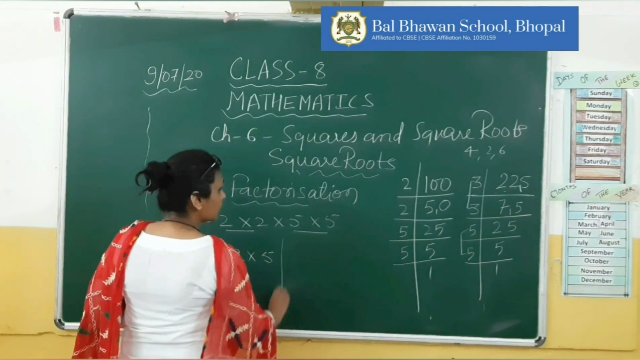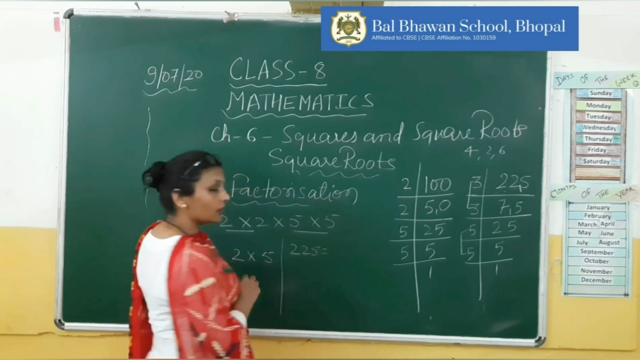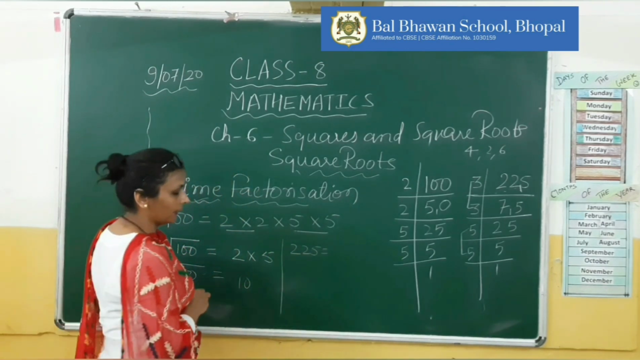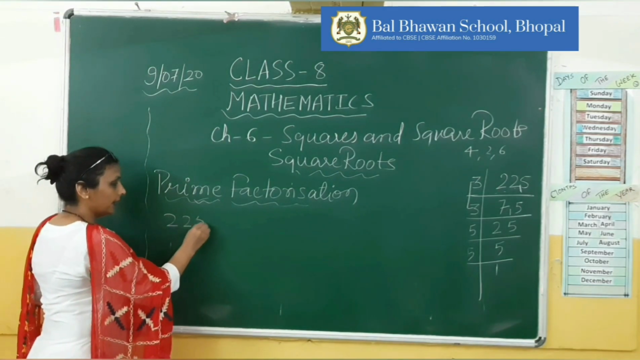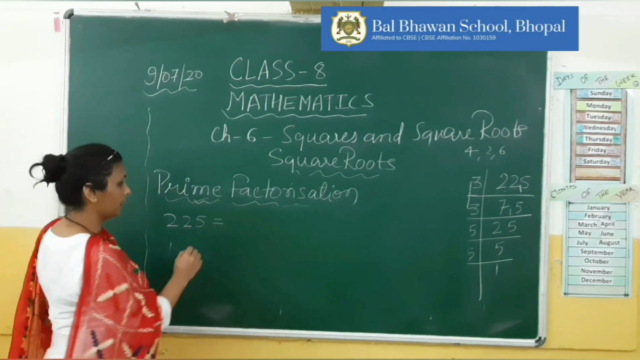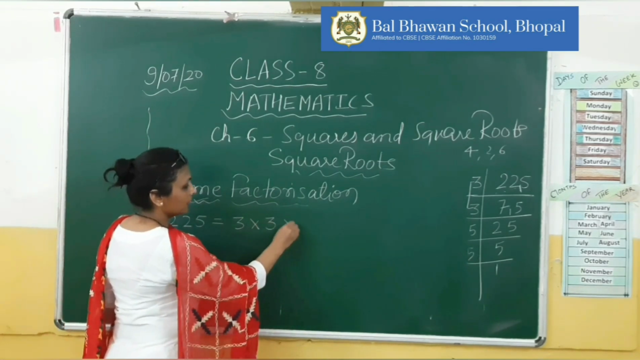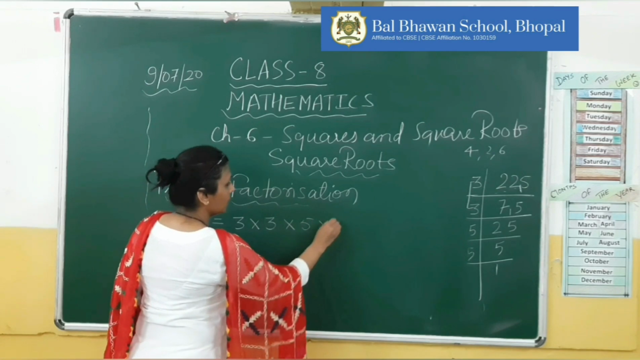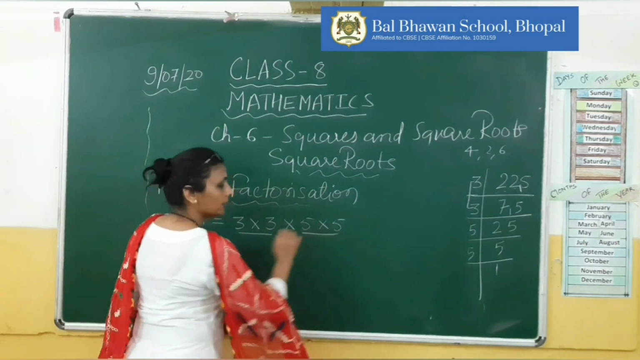So how can we write it? We will write down 225 is equal to, we will write down all the factors of 225. Now I am taking 225 and I will write down all the prime factors, right? So what will I write? 3 into 3 into 5 into 5. And just highlight the pairs. 3 with 3, 5 with 5.